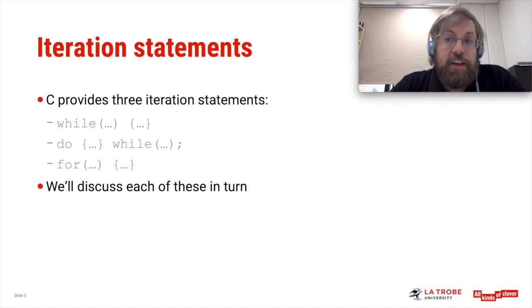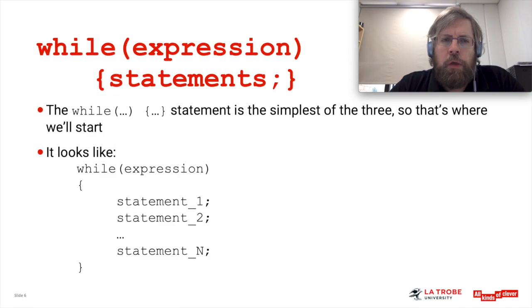C provides 3 different iteration statements. Those are while, do while, and for. And we're going to discuss each of these one at a time. So the simplest one is while, so that's where we're going to start. And what it looks like is while, parentheses, expression, close parentheses, braces, series of statements, close brace. Okay?